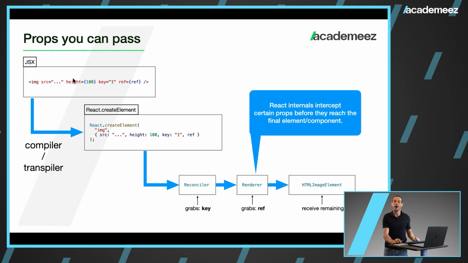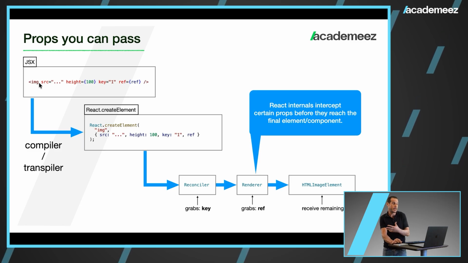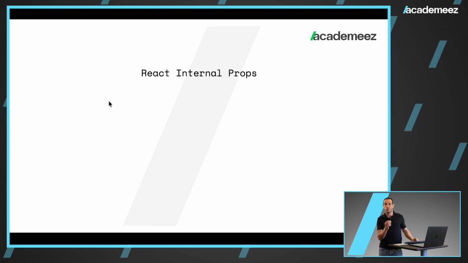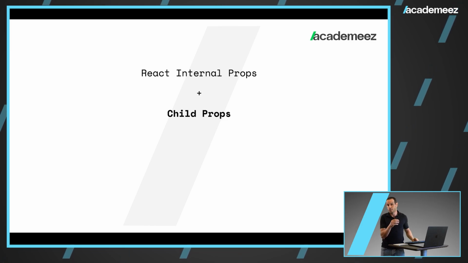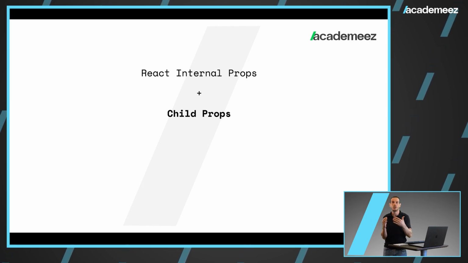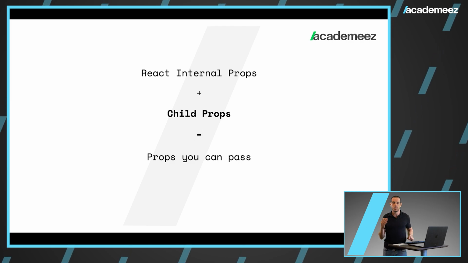The rest are props that are used by either the component, if the JSX represents a component, or a DOM element, if the JSX represents a DOM element. So the image DOM element will get the rest of the props. Basically, the props that you can pass are React internal props, like key and ref, plus the child props. Child props are the props that you can pass to an HTML image element, an HTML div element, a certain React component, or an MUI button.